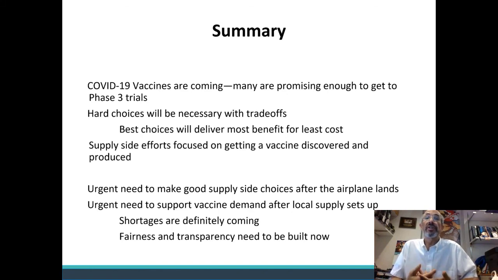Now, we're going to have shortages. We're going to have people who need to be included in solving the shortages, and they're going to want to feel like their voice was heard. Their voice should be heard in order to achieve the goals of fairness and transparency. We need to build that structure right now, and it's our collective job to rise to that challenge.